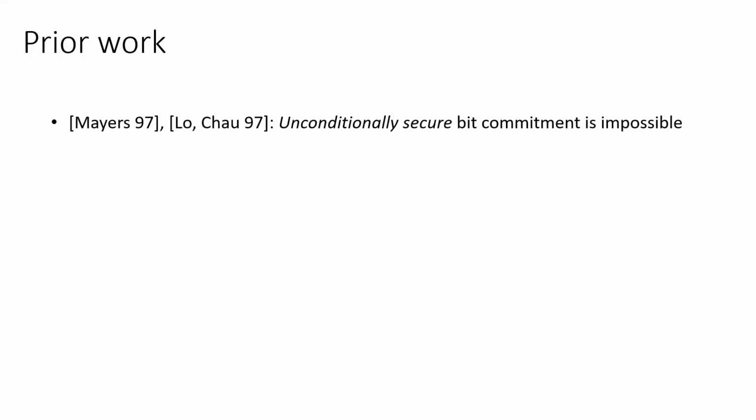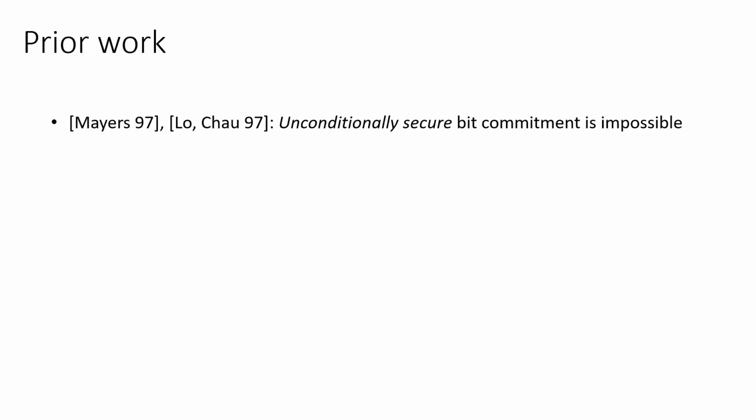So there's some prior work in this area, at least implicitly starting to address this question. One of the most fundamental results in quantum crypto is this Mayers-Lo-Chau impossibility, which says that the best that we can hope for in this setting is impossible, which is to get unconditional security against both parties. And they show this for the case of bit commitments, which can be seen as maybe the simplest form of two-party crypto.